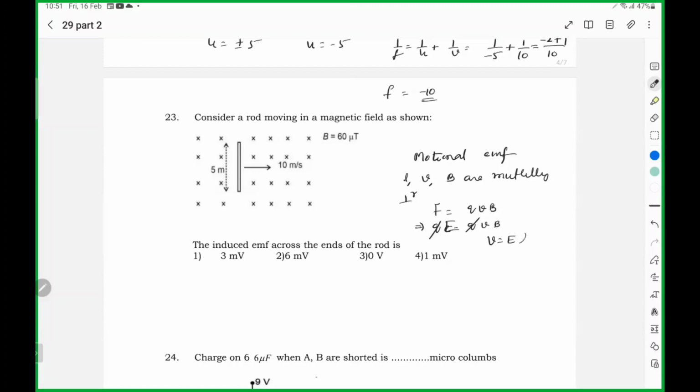So what we know is potential difference across the ends, E into L, that is E, here is vBl. Here v stands for velocity, this is potential difference. Magnetic field 10, length is 5. So here it is 300 into 10 power minus 6, or 3 millivolts.